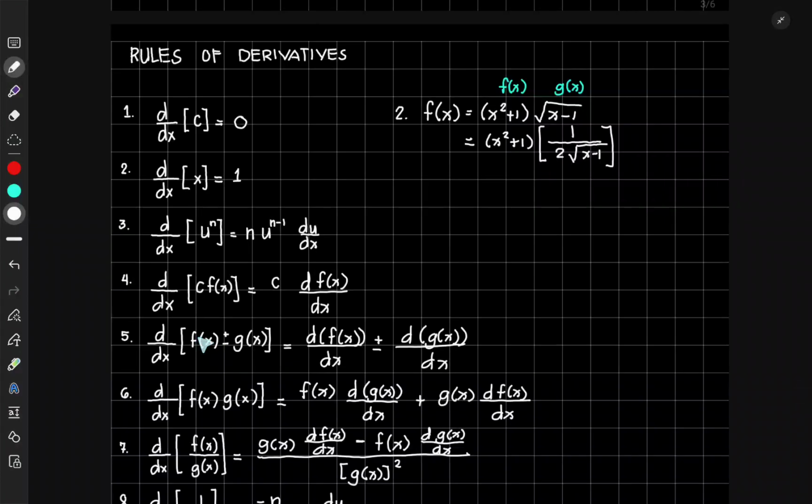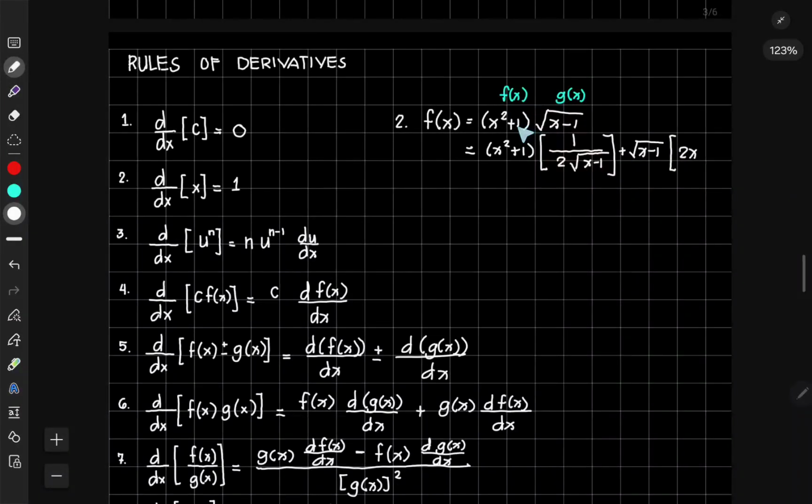So, continue lang natin yung product rule. So, ito na yung natapos natin. So, plus g of x. So, copy the g of x, which is square root of x minus 1. But we have to get the derivative of f of x. So, ito. So, what is the derivative of x squared? So, bring down lang yung 2. Then, x raised to 2 minus 1, or just simply 1 lang ito. But, the derivative of 1 here is 0 kasi constant lang siya. So, yan na yung derivative of x squared plus 1 natin.